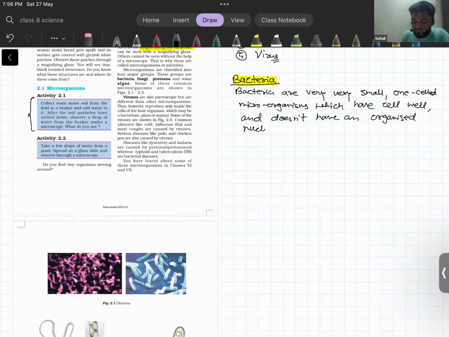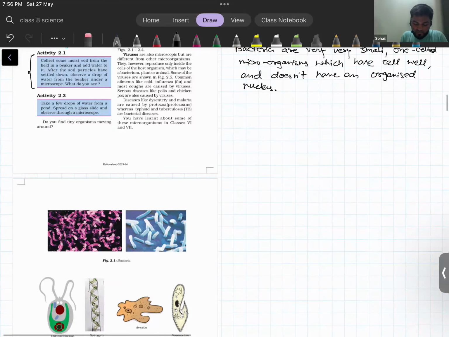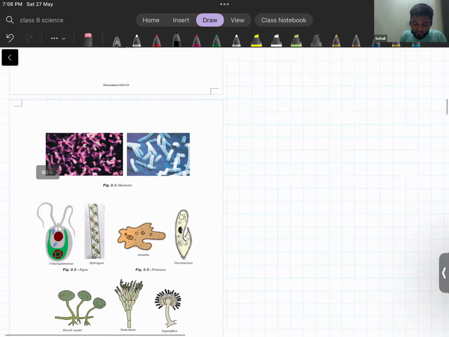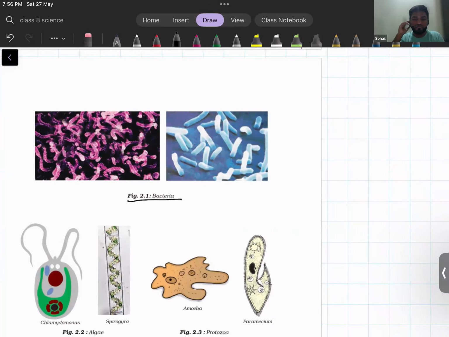Now, see the two figures given here. These are all figures of bacteria. And one more interesting thing is that after bacteria, we're going to discuss viruses. In comparison to virus, you will see that bacteria are usually larger than virus. They are larger than virus in size.